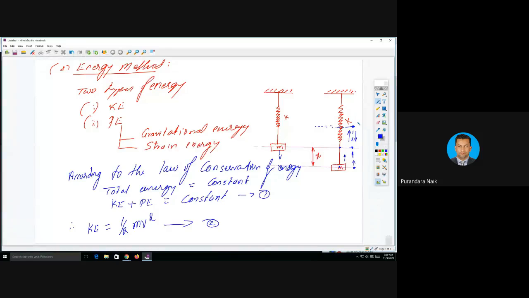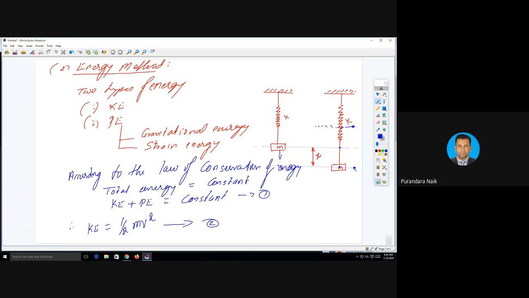Law of conservation of energy says that energy can neither be created nor be destroyed. It can be transformed from one form to another form. Let us consider these 2 points. At this point the kinetic energy is 0. The energy can neither be created nor be destroyed. Kinetic energy being 0 does not mean that you have destroyed the energy. No, it is not like that. It is transformed from kinetic energy to potential energy, from one form to another form.